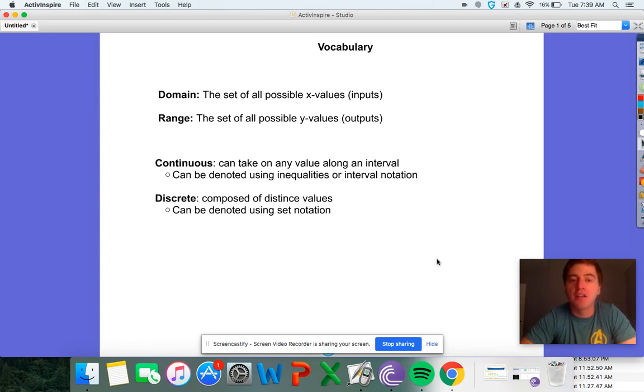The range is the set of all possible y values, so the outputs. When we put those inputs in, what do we get out? That's the range. A continuous graph can take on any value along an interval. It can be denoted using inequalities or interval notation. And discrete graphs are composed of distinct values and can be denoted using set notation. You want to get those in your notebooks. Make sure you have that down.